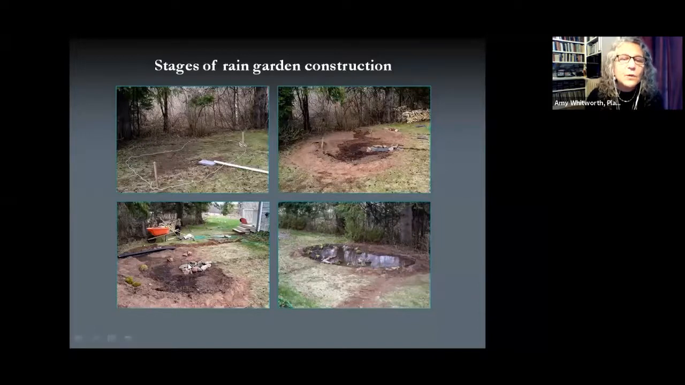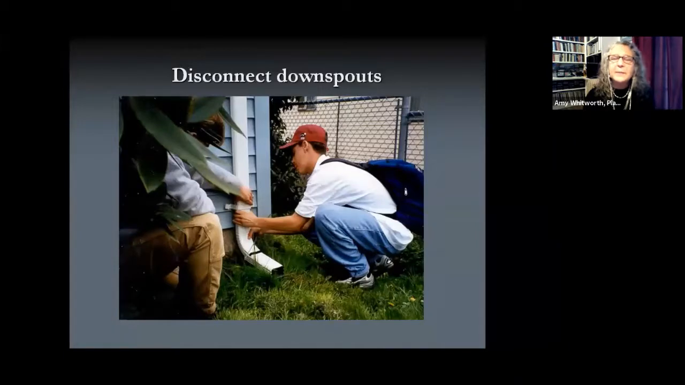In the bottom left-hand corner, they're putting in a second downspout connection over here. Here's the first one. They've armored the inlet with some rocks to avoid erosion. And then in the bottom right-hand corner is the finished rain garden. You can see the berm is higher on the downhill side to make sure that we have an even surface to hold that water in place. The last step is to disconnect your downspouts, or if you already have a disconnected downspout, to take the final step and connect the downspout to the rain garden.